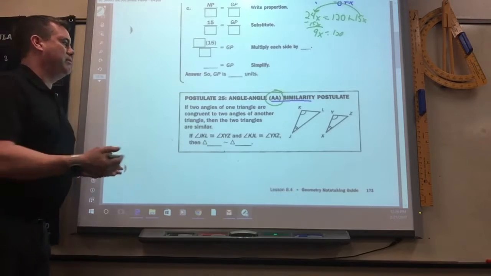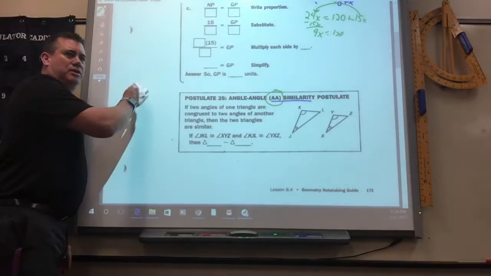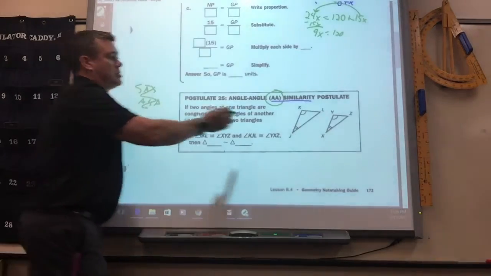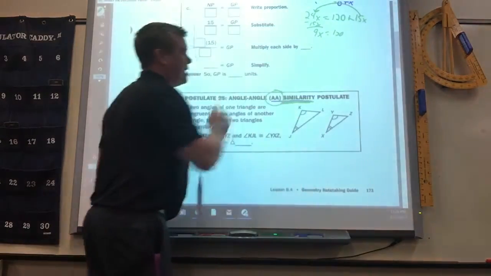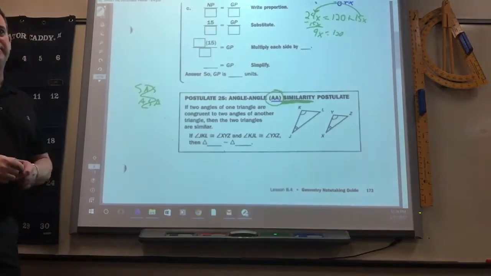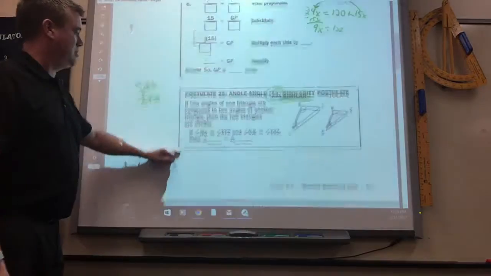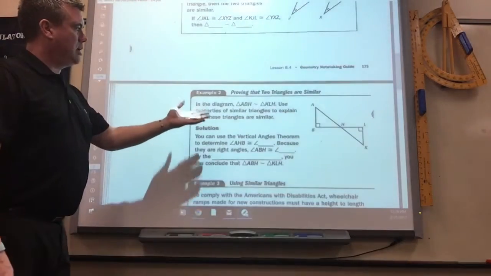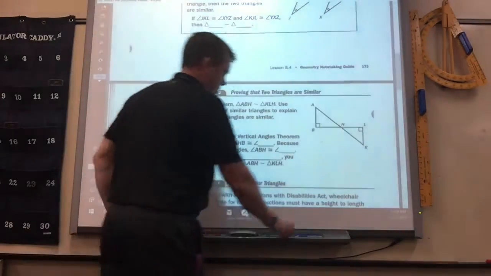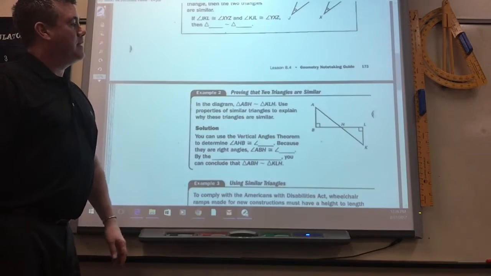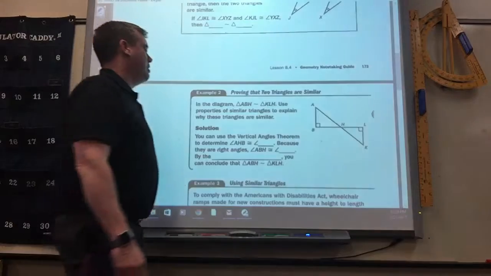So remember when we proved triangles were congruent? You could use SAS, ASA, all that. This is for similar. Angle, angle. Okay? So if two angles are congruent to two other angles, they're automatically similar. So here in the assignment today, there's like 6 or 8 of these problems. You got to say yes or no if they are.